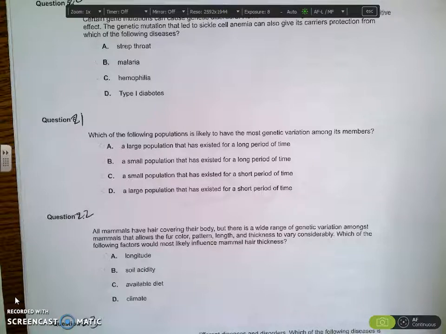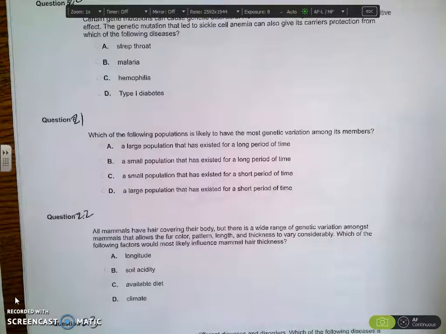Question 21. A. In general, the larger the population, the more genetic variation it will have, since larger populations will take on more mutations and will have more mixing of genomes. Similarly, the longer a population has existed, the more generations over which it can accumulate these genetic alterations.